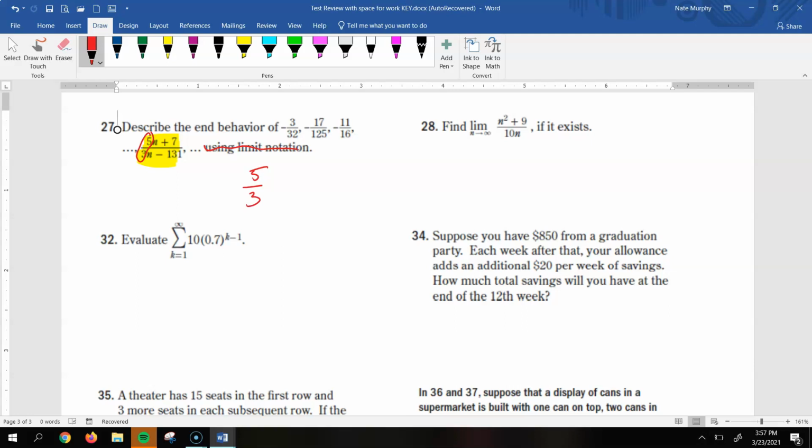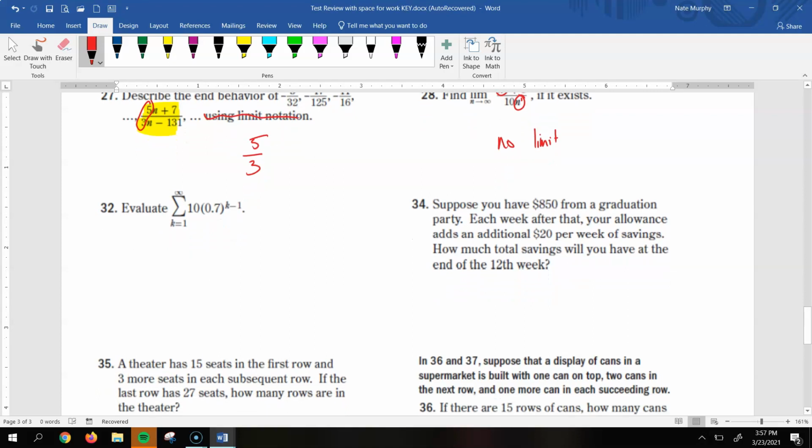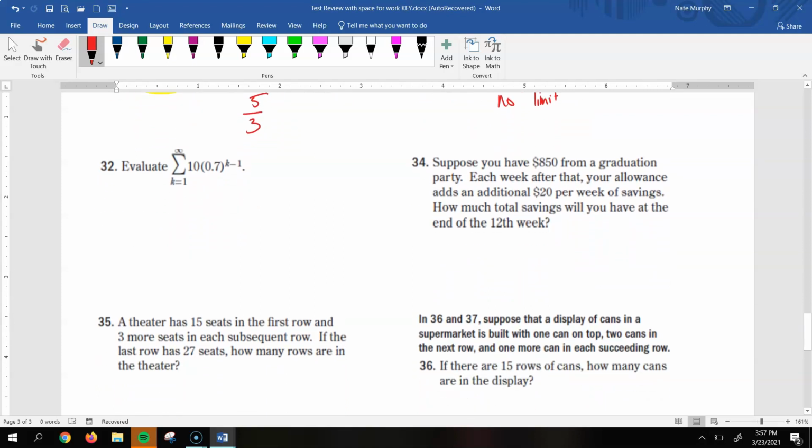Looking at number 28, the fact that your degree in the numerator is bigger than the degree in the denominator means that there is no limit for number 28.